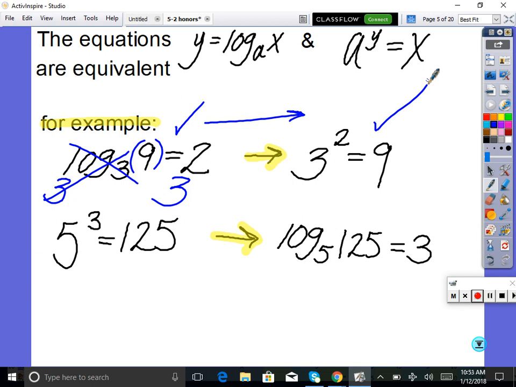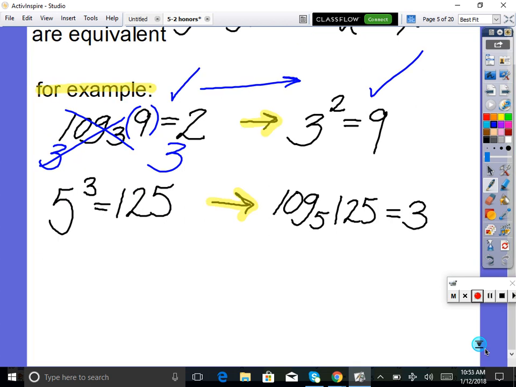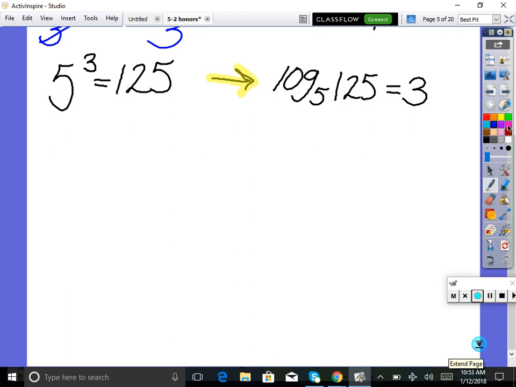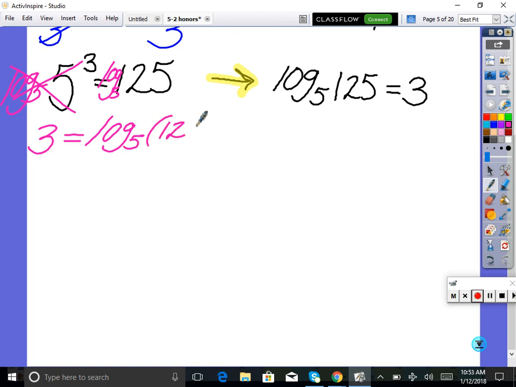Okay, let's look at this one. If I said rewrite 5 to the third, that's an exponential, equals 125, which is a true statement, I want it in logarithmic form. You'd say, I need to undo base 5. I'm going to log base 5 both sides. Now on this side, log base 5 and base 5 cancel out, so you would have 3 is equal to log to the base 5 of 125. And that is an equivalent statement.